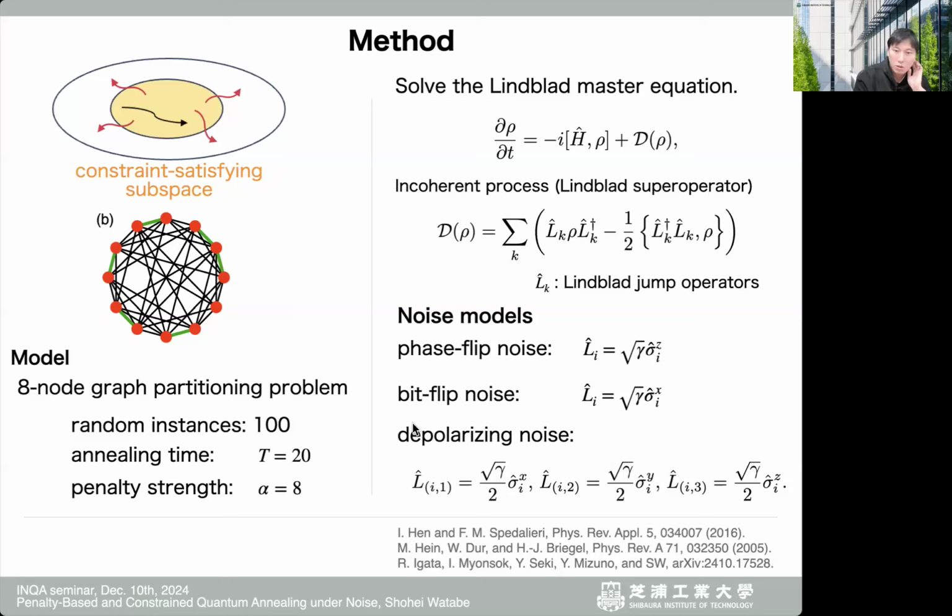And the method is as follows. We use 8-node graph partitioning problems and prepared 100 random instances of them. The annealing time and the penalty strength are set like this. And we solve the Lindblad master equations, where D is a Lindblad superoperator. And we take three models of Lindblad jump operators: phase flip noise, bit flip noise, and depolarizing noise.